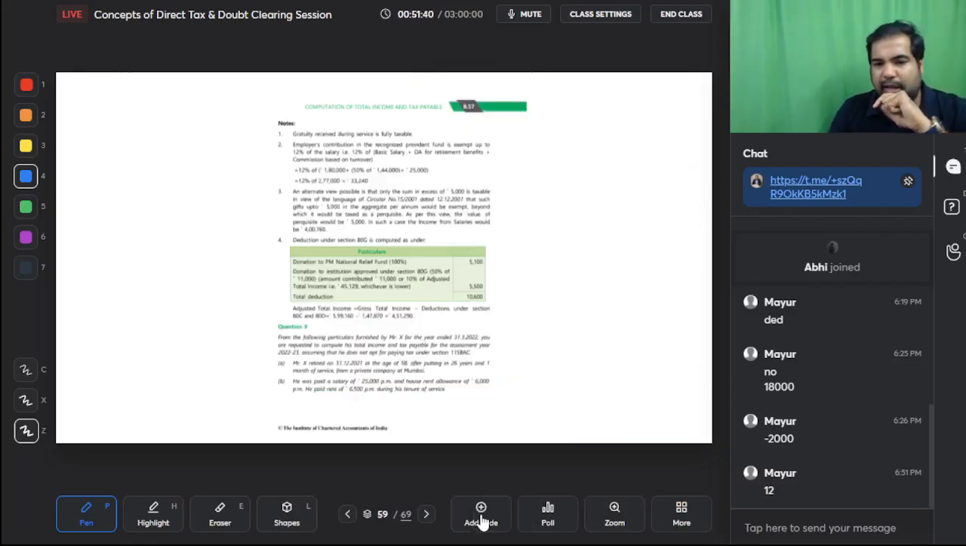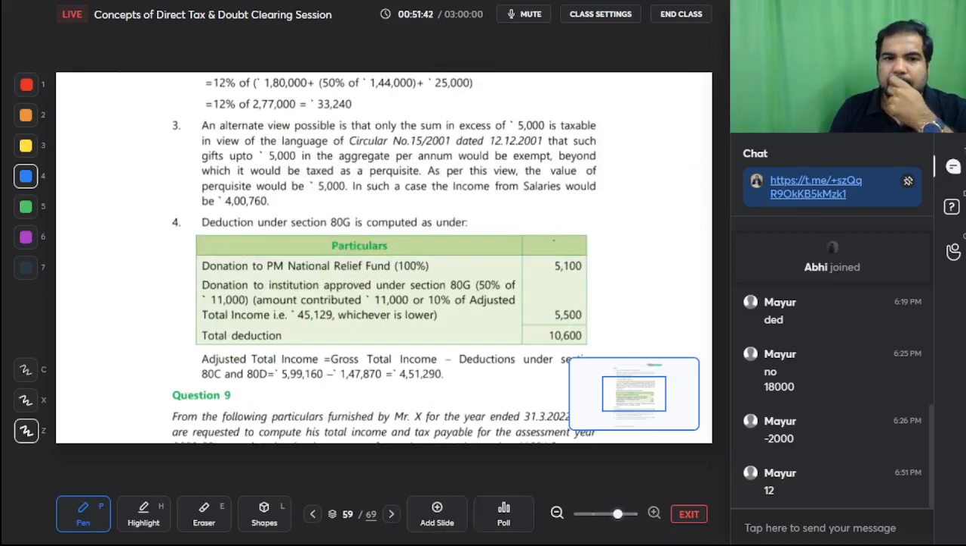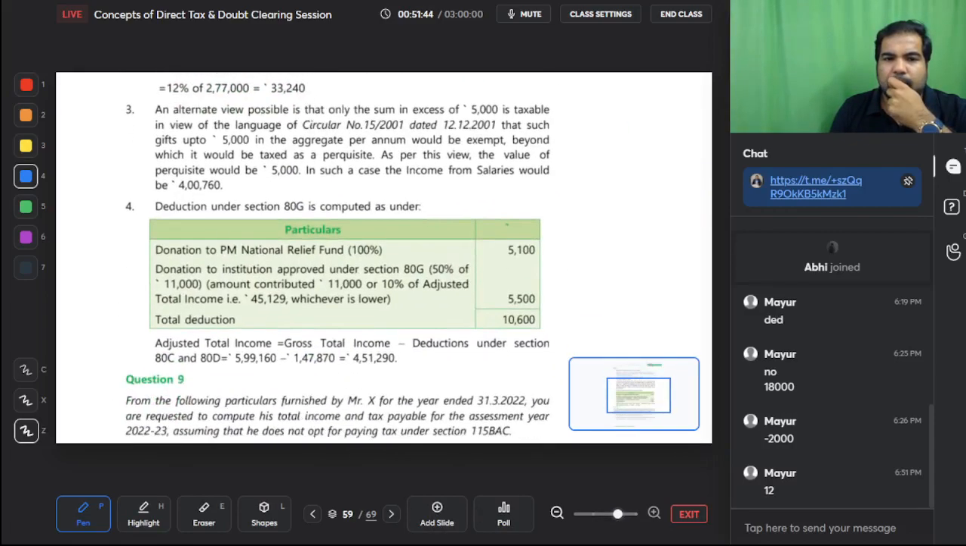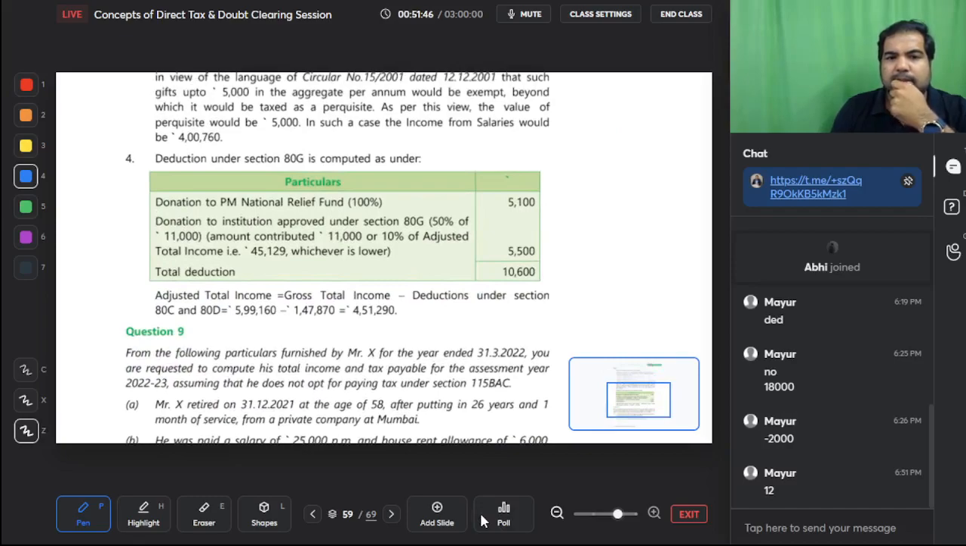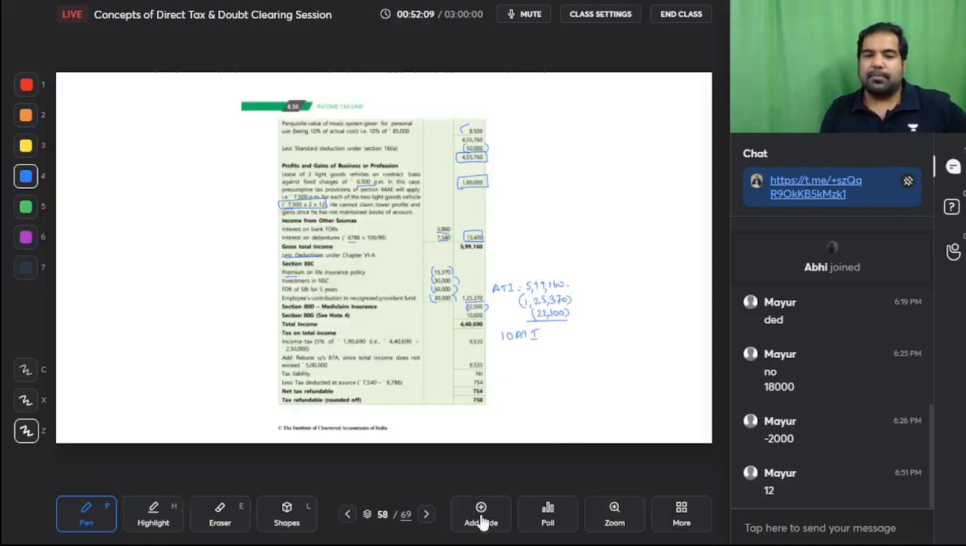So let's see that calculation, guys. 45,129 is 10% of ATI, or the amount contributed 11,000, whichever is less, 11 is less, and then 50% of that. Always remember, compare first and then do percentage. I hope you've not forgotten that. So you have to compare 11,000 or 45,129, and half of that, this is the full deduction of 10,600.